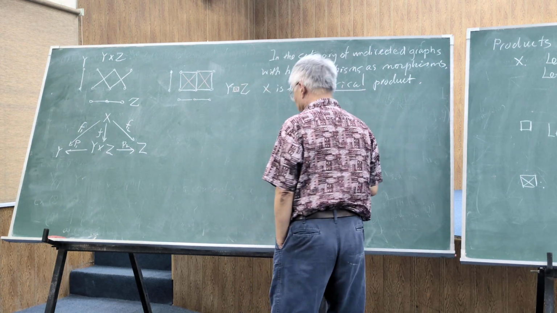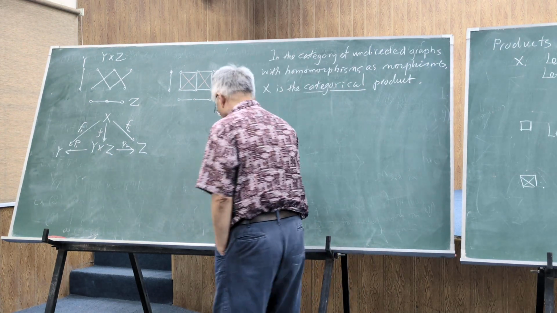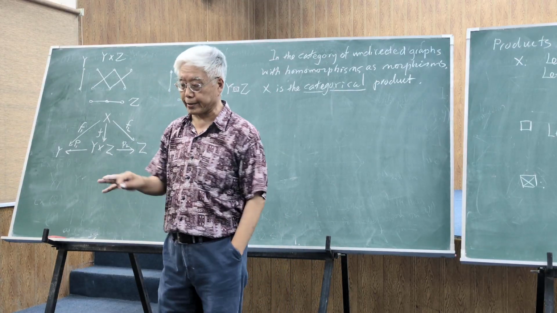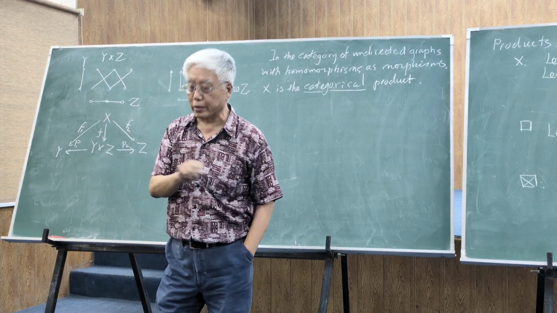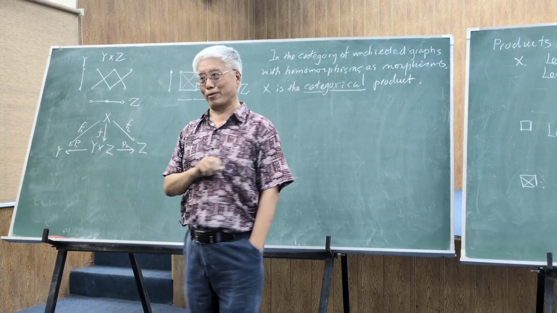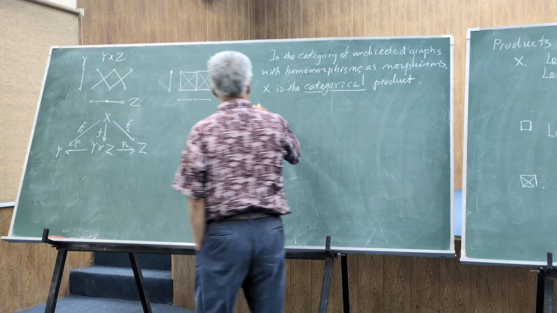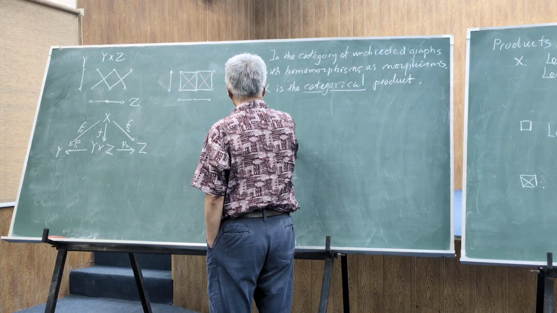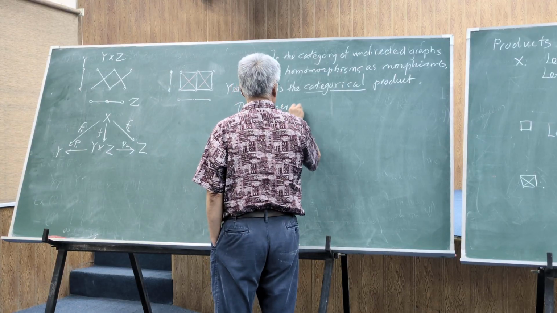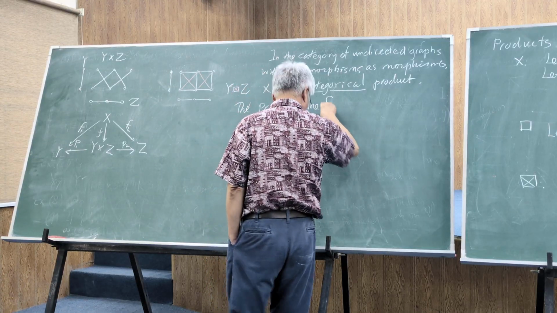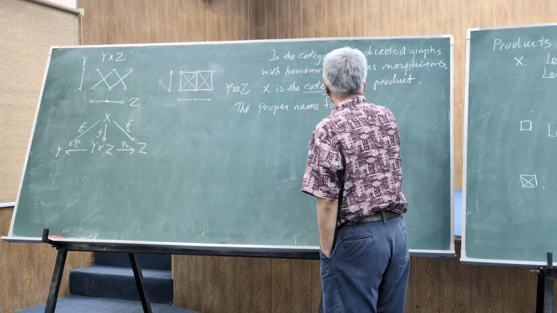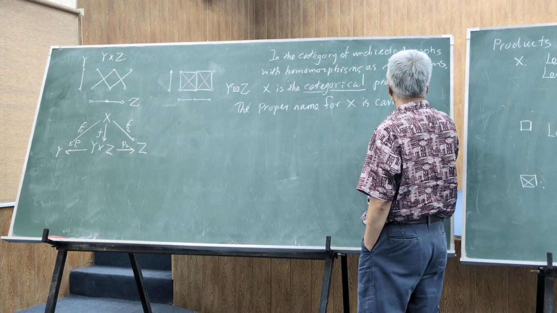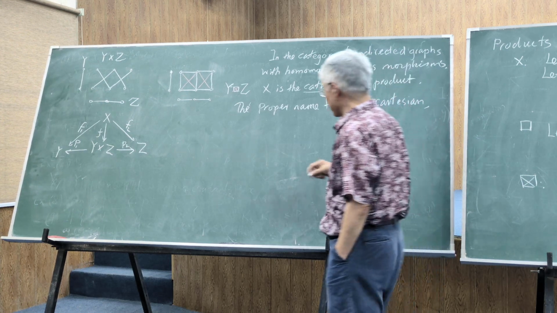Therefore, its proper name is categorical product. In the category of sets, the set mapping is called the Cartesian product. So this is the proper name for this third one: y cross z is the Cartesian or categorical product.